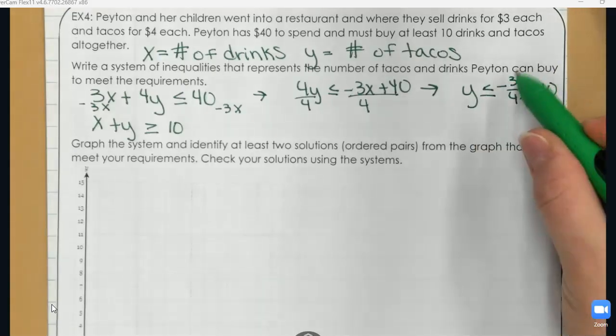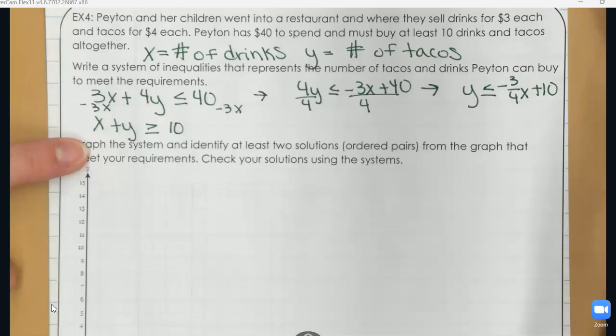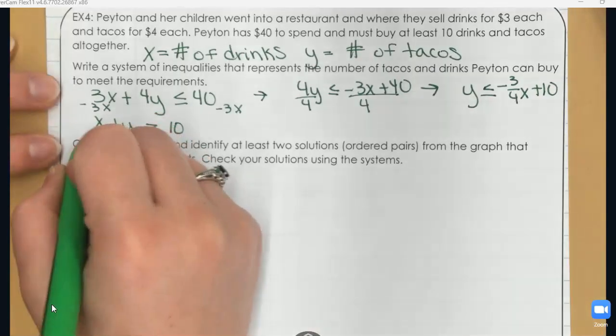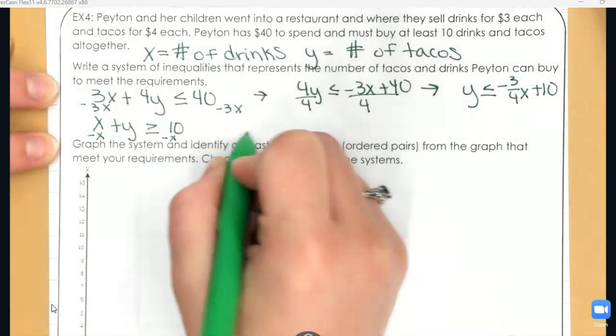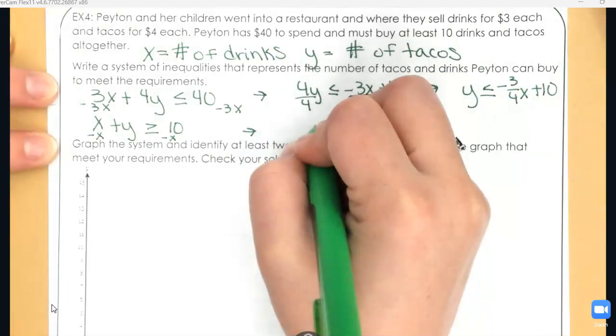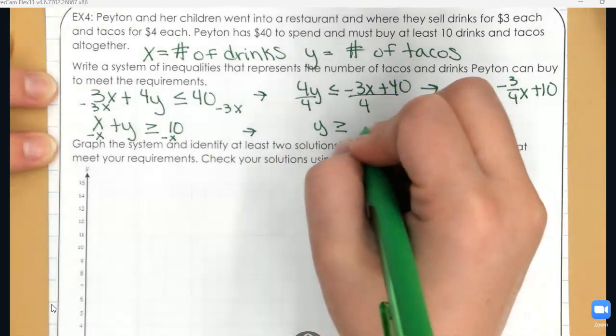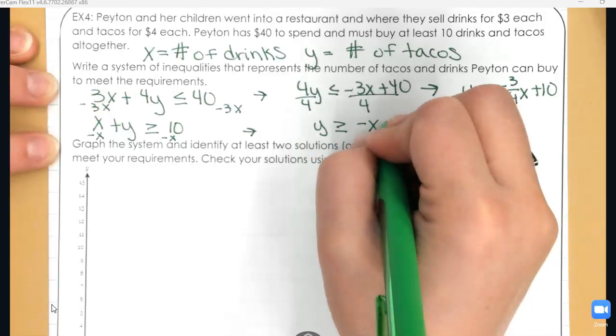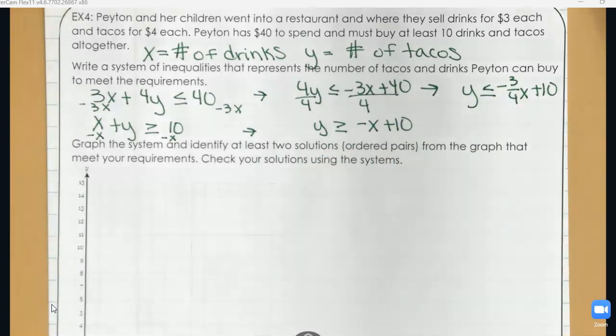Now I know my intercept and I know my slope. On the second one, this one's a little easier. I just need to move the x by subtracting it. And so that one is that y is going to be greater than or equal to negative x plus 10.